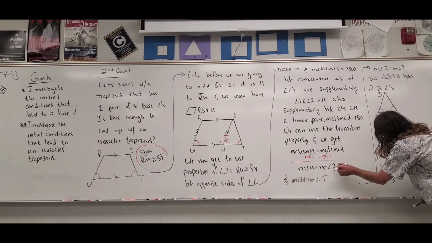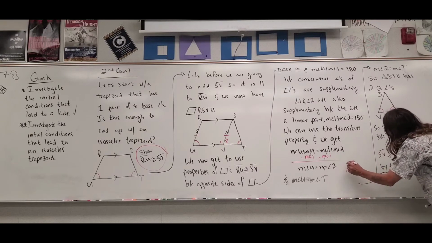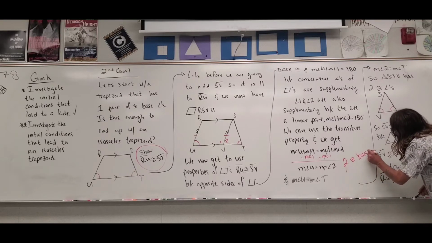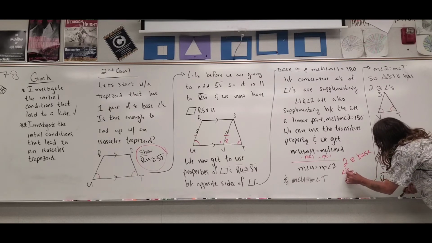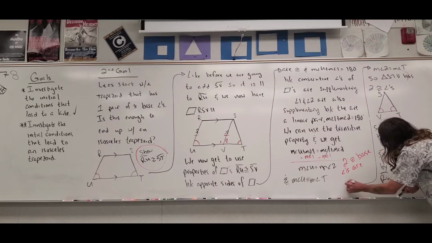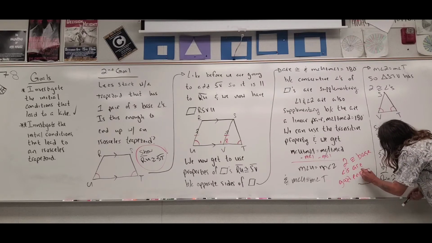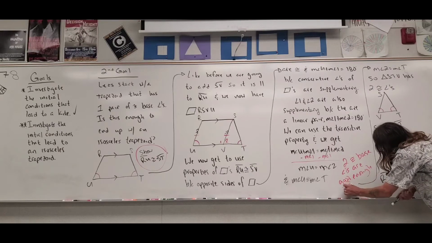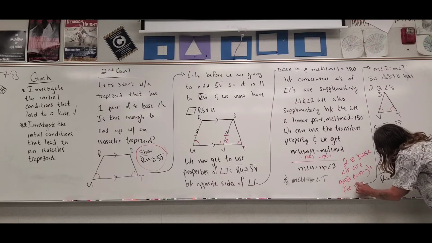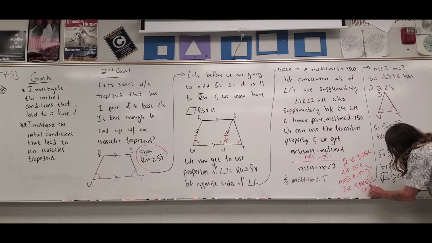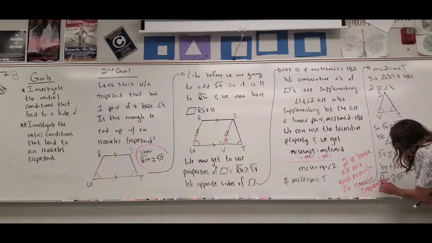Two congruent base angles are good enough for an isosceles trapezoid. I'm out of room, I'm sorry. I'm going to say triangle. And I'm forgetting my writing, it's really bad.